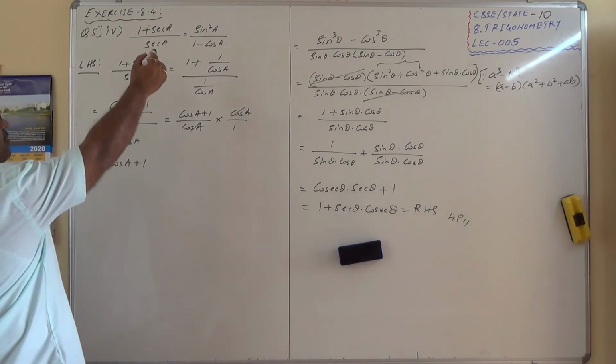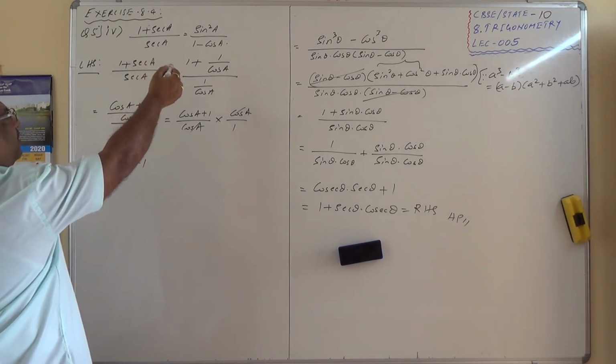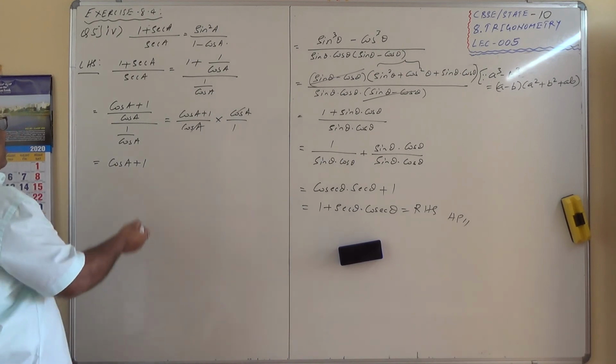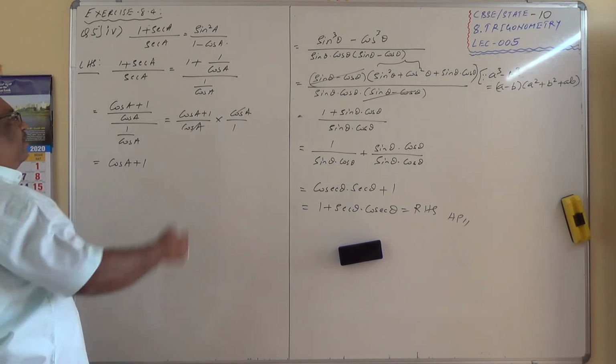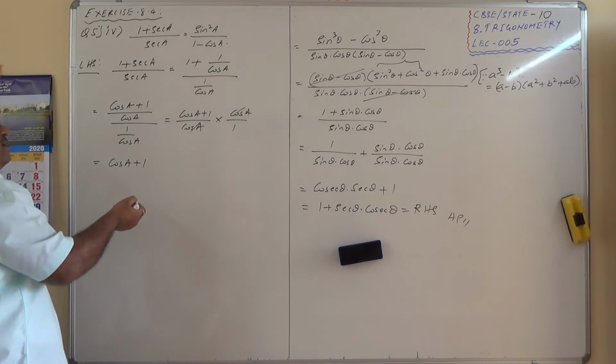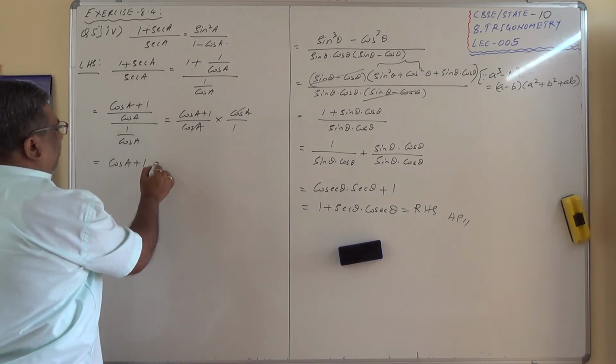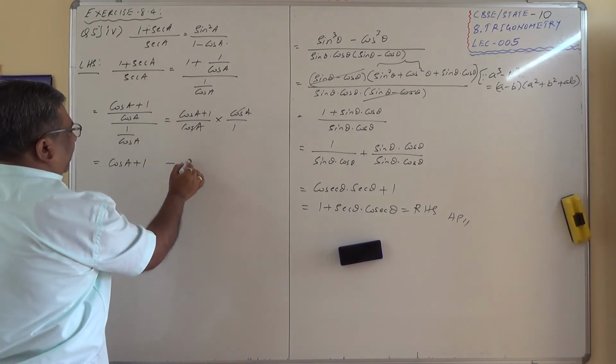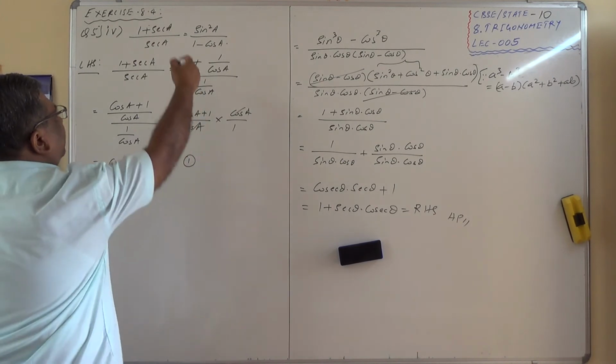So I have got this, and I need to prove sin square A by 1 minus cos A, but with this it is very difficult to prove that. So I will mark this as part 1. Now take RHS.